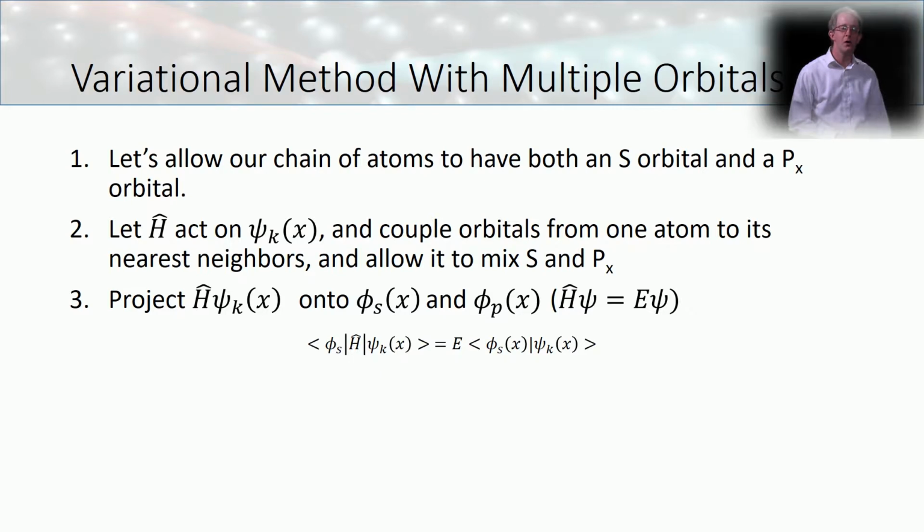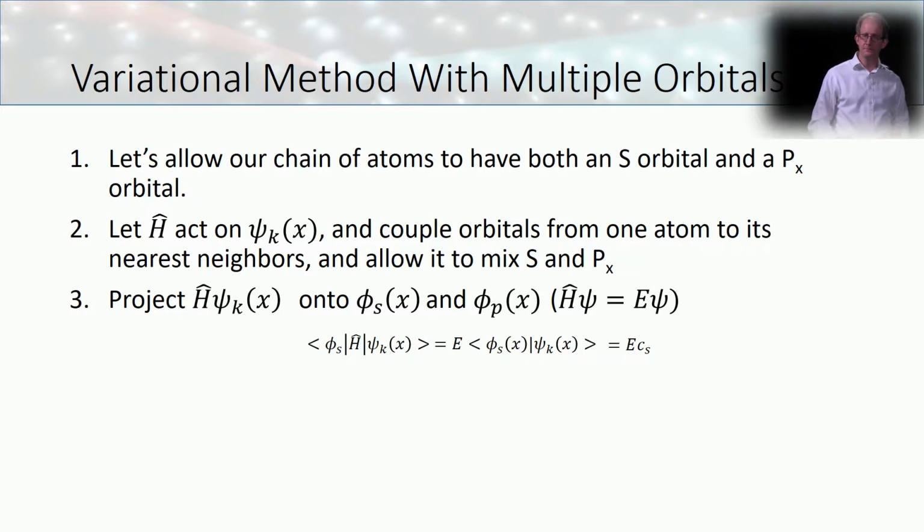And now, once we have what happens to our wave function when we multiply it by our Hamiltonian, we're going to project that onto an s orbital at the origin, and we're going to project that onto a p orbital at the origin. All right, so we're going to start from the Schrodinger equation. We have H psi equals E psi, and now we're going to project from the left-hand side phi sub s onto that. Okay.